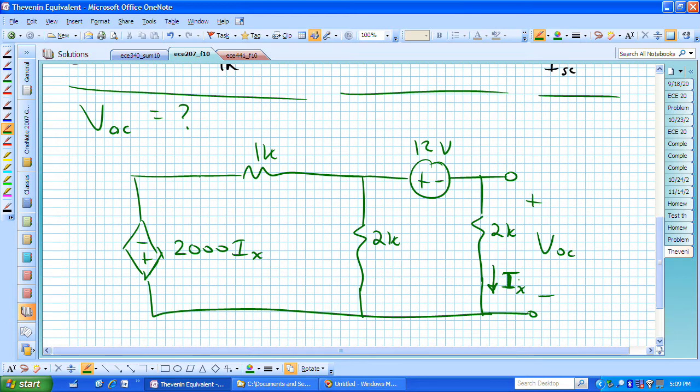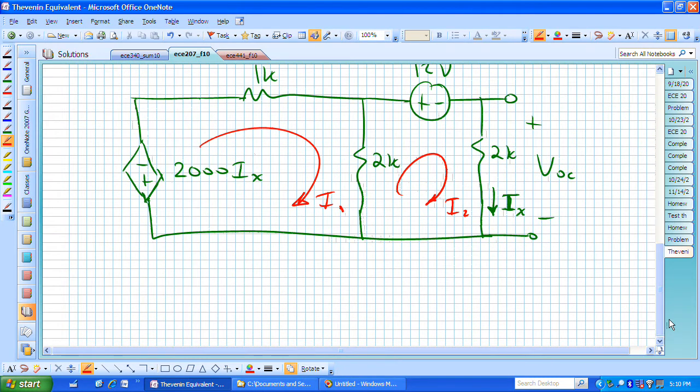Let's go ahead and do mesh analysis, since we have two meshes and we have voltage sources. One is independent and one is dependent, but we don't have any current sources, and so it looks like it might be a little easier if we just do a mesh analysis to try to find V open circuit. And V open circuit, I hope it's clear, will simply be this 2K times I sub 2 once we've found I sub 2.